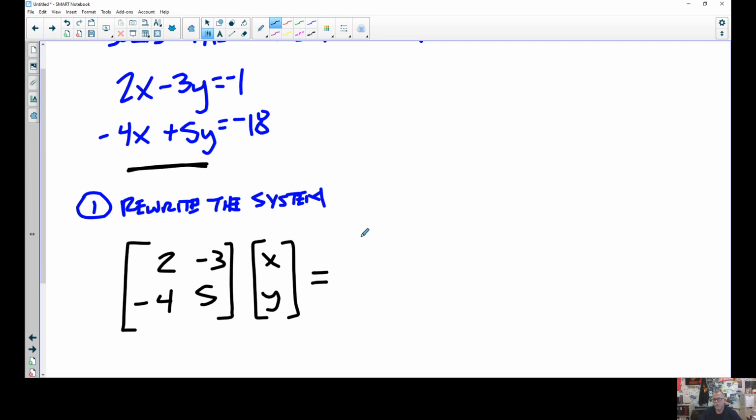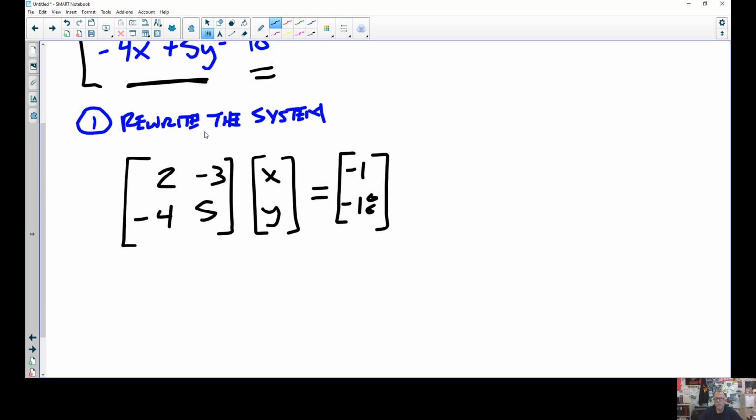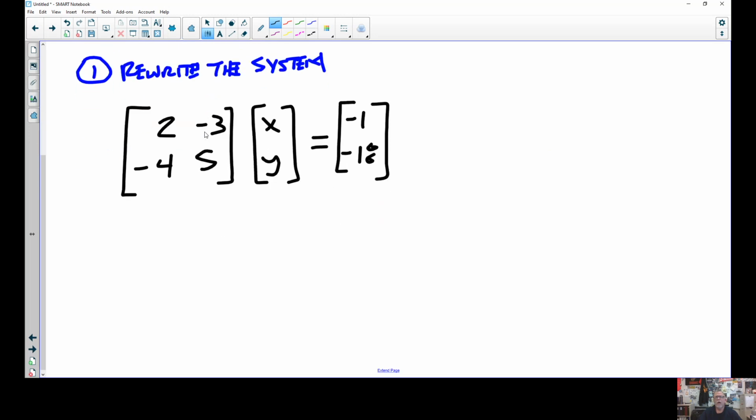Now, equal to, and then that one, I think is pretty obvious how it recreates this side, right? So this is another way of writing this exact system. This is the same thing. If I multiply this out, I get this, right? So what do we do from there? Well, the next step.